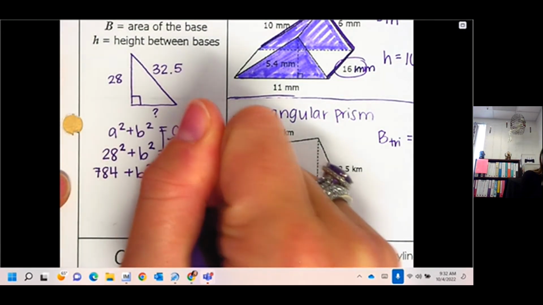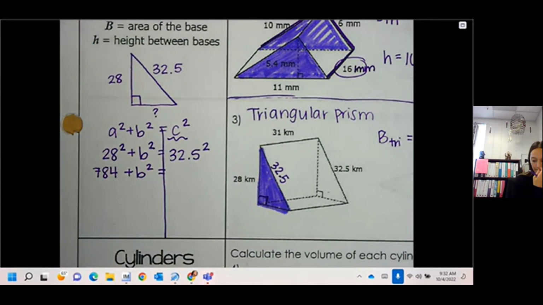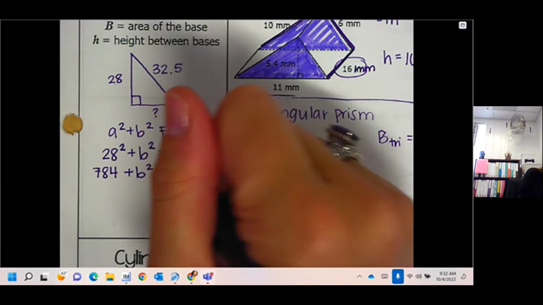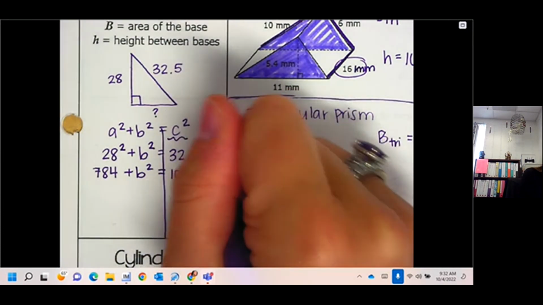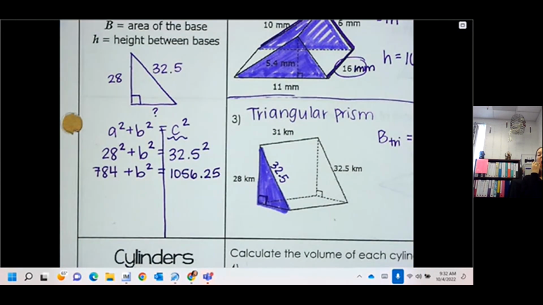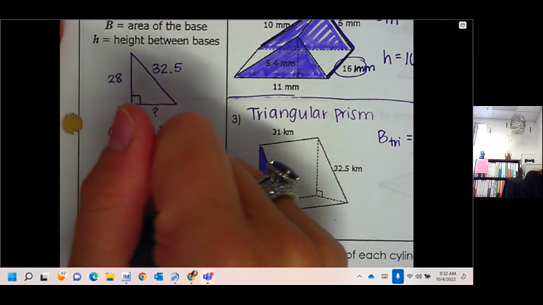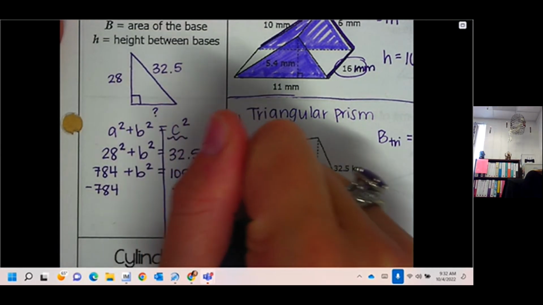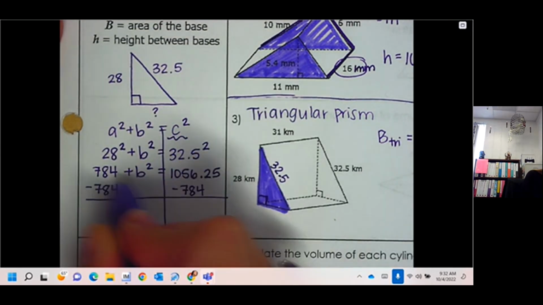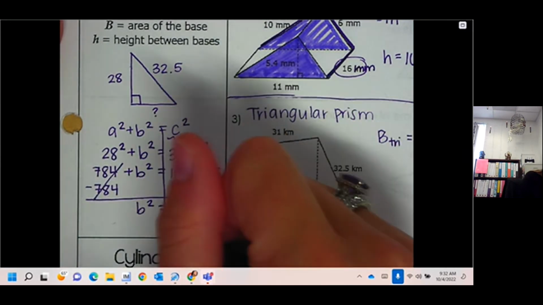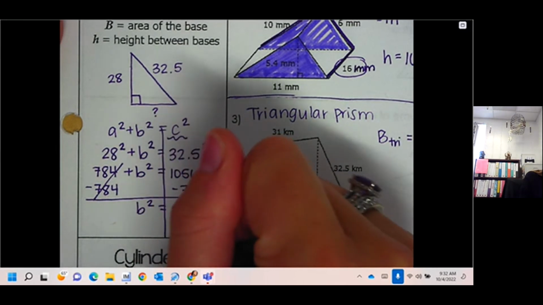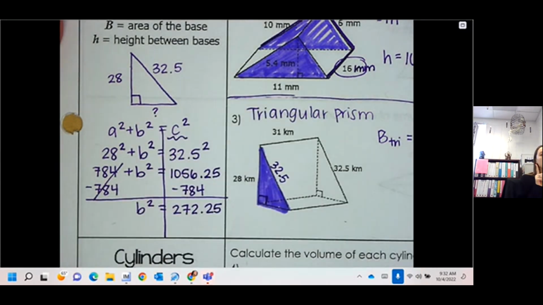And then what's 32.5 squared? Great. Now what? Subtract it. Subtract the 784 from both sides. I get b squared equals 272.25, and I've got one step left.